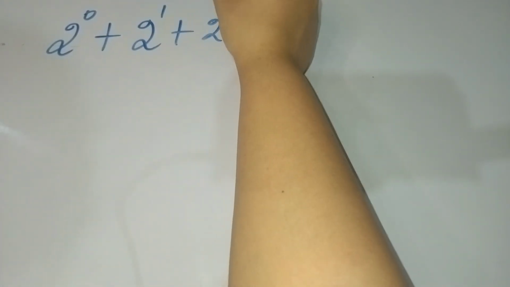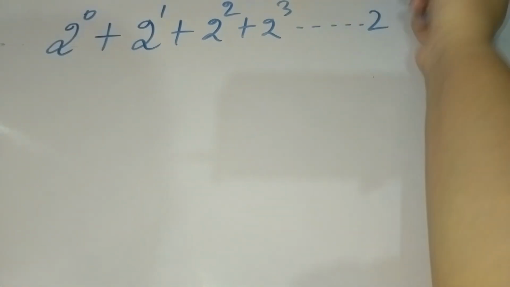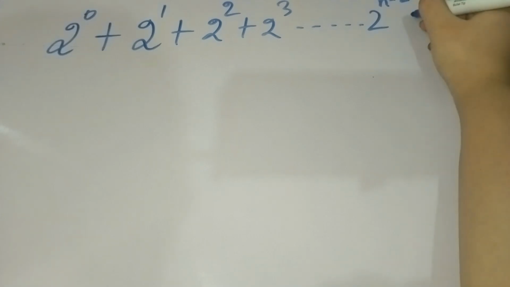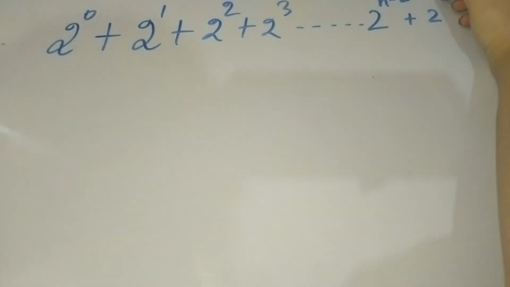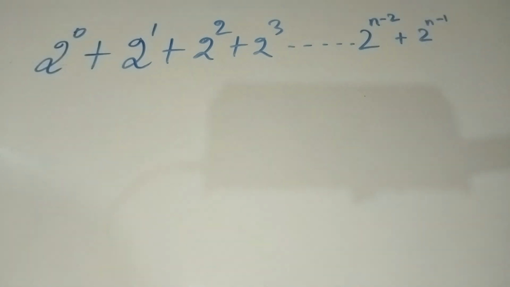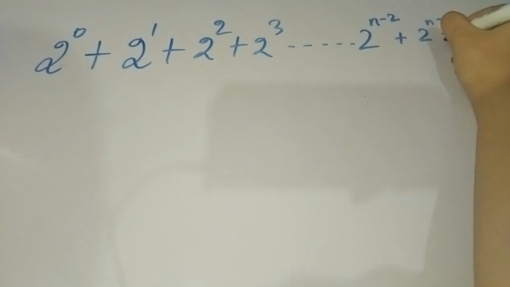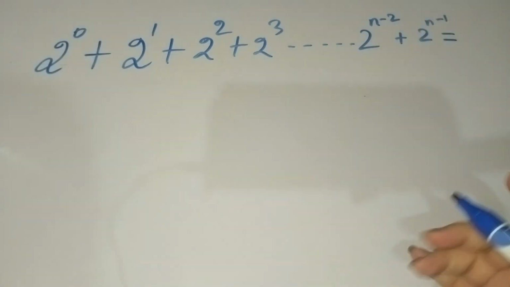So we started with 2 to the power 0, then we'll add 2 to the power 1, then 2 to the power 2, 2 to the power 3, and so on until 2 to the power n minus 2 plus 2 to the power n minus 1. Because we don't know where n goes, we'll keep it till here, and we don't know what the sum of this is, so let's assume that the sum of the series will be m.